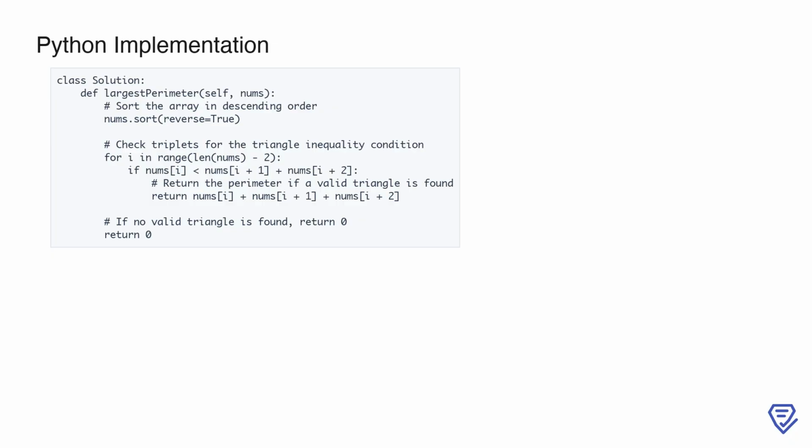For returning 0, if no triplet satisfies the triangle inequality condition, it means no valid triangle can be formed. In this case, we return 0.